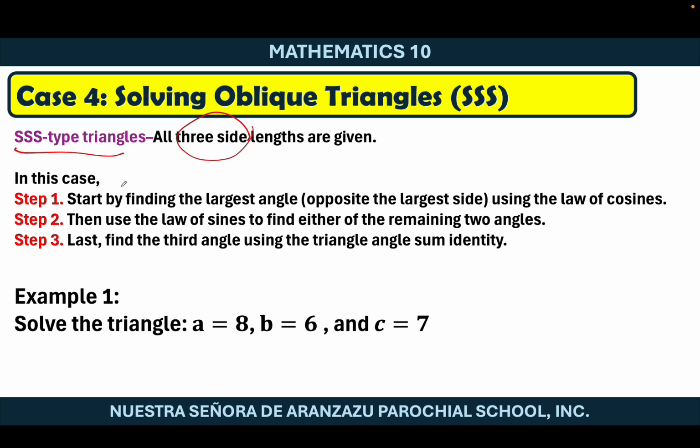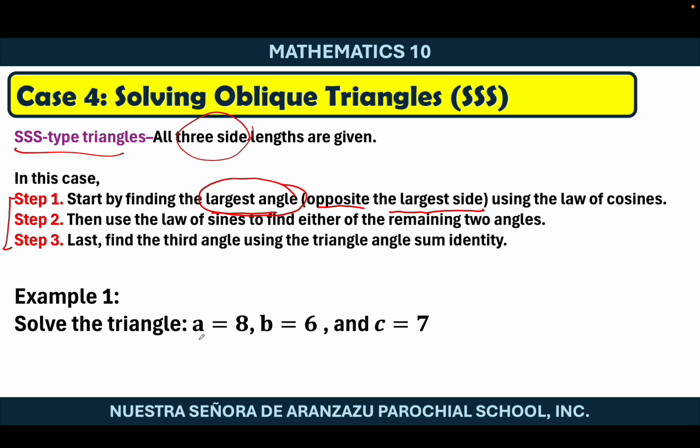Okay? Now, paano natin sinosolve yung given na SSS type of triangle? Okay, we are going to follow these three steps. Step 1, you have to start finding the largest angle. And how are we going to find the largest angle? That is simply the opposite of the largest side or the longest side.